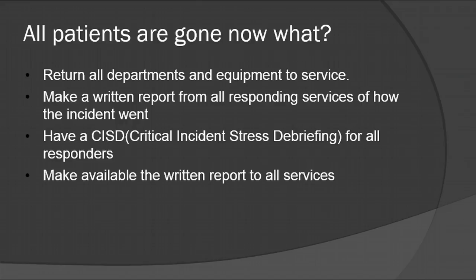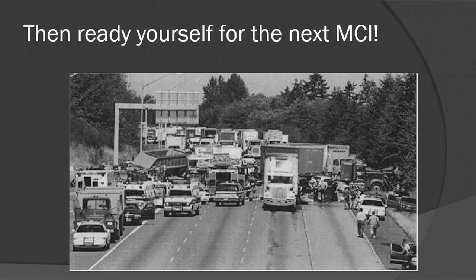Have a critical incident stress debriefing for all your responders. If it is truly a mass casualty incident, you will absolutely, positively want to have CISD available for your responders to make sure that they are feeling okay about everything that went on in the scene, and if they're not feeling okay, getting them the help that they need. Discussing the issues also helps. Make available the written report to all services. It's very important for everybody to be successful in this, for everybody to take a look at the written reports or items that were made as a result of the incident. And then ready yourself for the next mass casualty incident. And that will do it for this section.